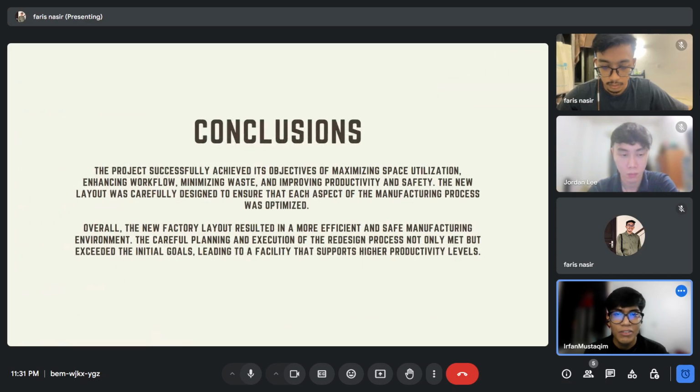And lastly, for the conclusion, the project has successfully achieved its objective of maximizing space utilization, enhancing workflow, minimizing waste, and improving productivity and safety. The new layout was carefully designed in each aspect for the manufacturing process to be optimized. Overall, the new factory layout resulted in a more efficient and safe manufacturing environment. Careful planning and execution was made to meet and exceed the initial goal, which led to a facility that supports higher productivity levels.